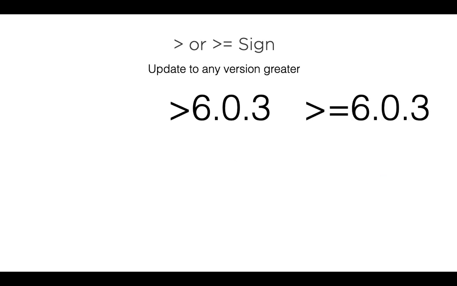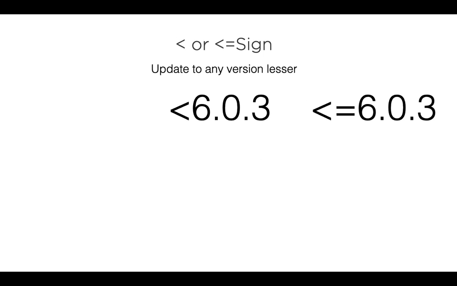Greater than or greater than or equal to sign indicates versions greater than or greater than or equal to are okay respectively. So here for greater than 6.0.3, 6.1.0 is okay, 7.0.0 is okay, but not 6.0.2. Greater than or equal would mean the same except 6.0.3 is also okay. And the reverse is true for the less than or less than or equal sign. So here 6.0.1 is okay, 5.9.0 is also okay, but not 6.0.4. Less than or equal to 6.0.3 would, along with the less than rule, also allow version 6.0.3.